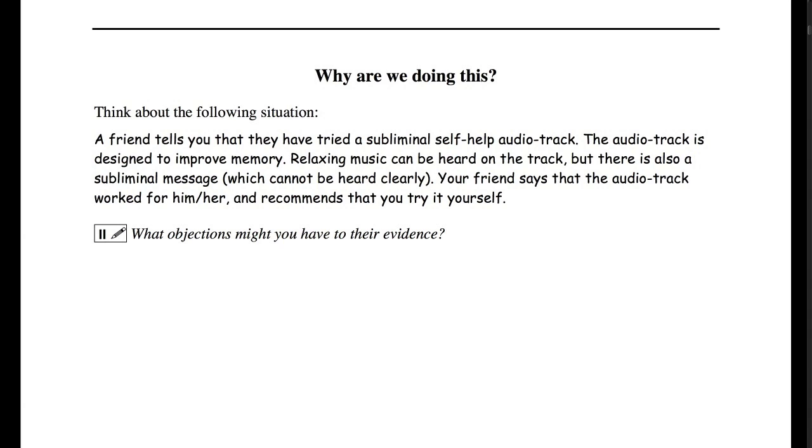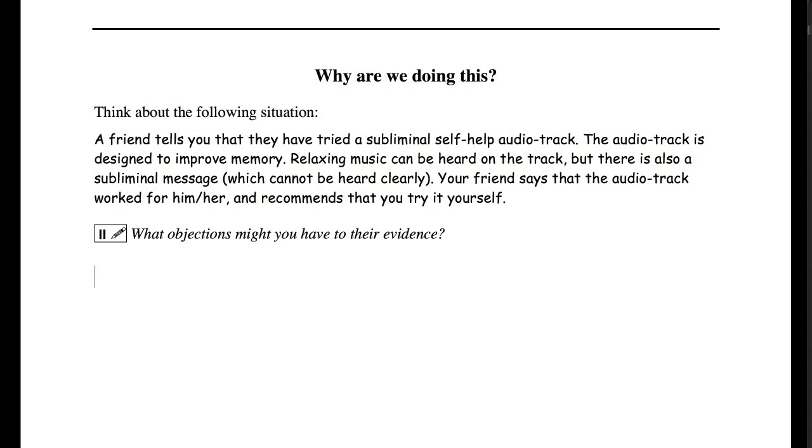And what happens is you listen to some relaxing music that you can hear, but there's also a message which is not clearly audible. So there are words there, but you can't make out what those words are saying. That's a subliminal message. And your friend says that the audio track has worked for him or her. In other words, it's improved their memory, according to your friend. And they recommend that you try it for yourself.